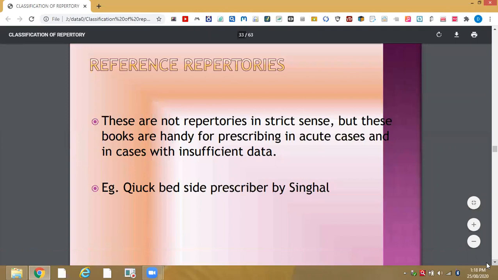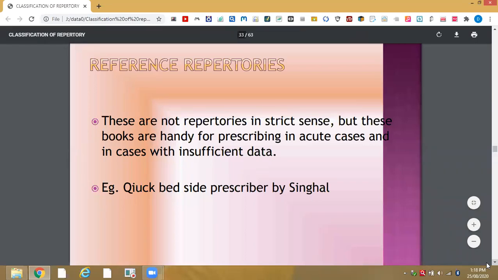Then reference repertory means these repertories we use when we get a small number of symptoms, or especially in acute cases, we refer to the repertory. Immediately in acute cases, or when we get only one or two symptoms, we cannot repertorize the case in the proper way. So these are used for reference purposes.